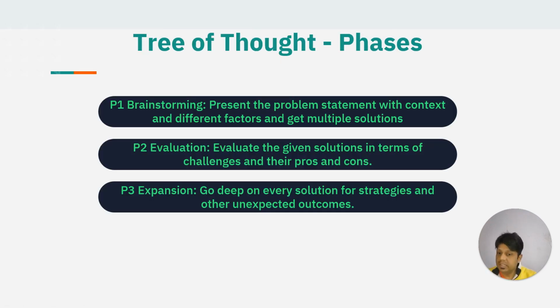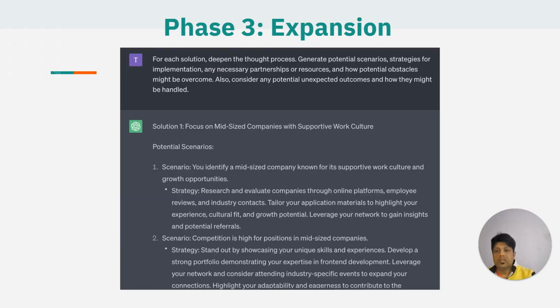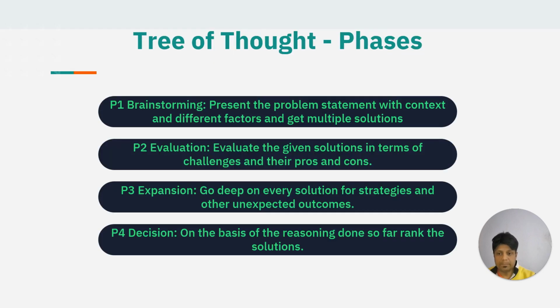Now, what is phase 3? In phase 3, you ask the model to go deep on every solution for strategies and other unexpected outcomes. So for example, for each solution, deepen the thought process, generate the potential scenarios, strategies for implementation, any necessary partnership or resources, and how potential obstacles might be overcome. Now, in this case, solution 1, focus on mid-sized companies with supportive work culture. It has come up with the potential scenarios, like you identify a mid-sized company known for its supportive work culture and growth strategy. So what should be your strategy for the scenario? Competition is high for positions in mid-size. So for all the potential scenarios, you also want the strategy to overcome or to help you with these scenarios.